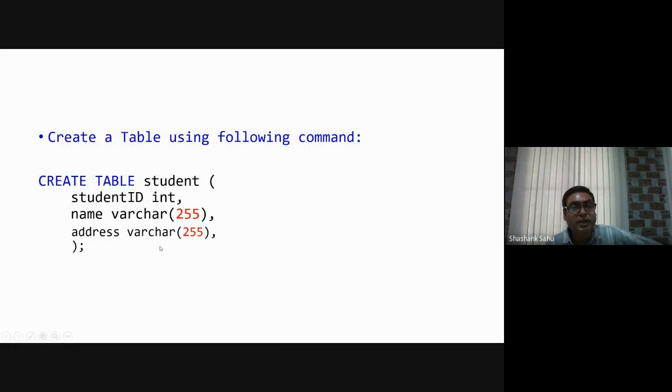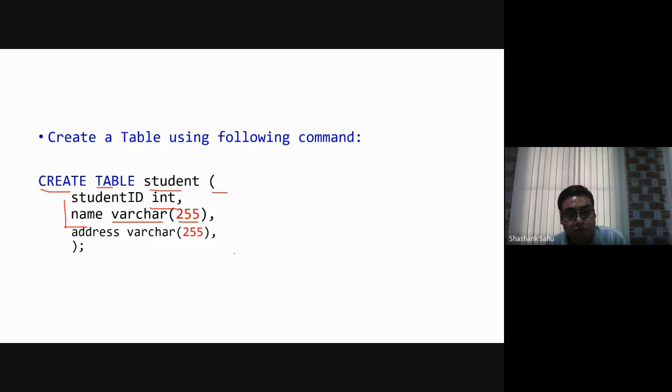Now to create a table, we need to write the statement create table student, then apply the parenthesis, then give the name of the field. Here the name of the field is student ID, of integer type. Integer is the type of the data. So for student ID we will use int, and in case of name, we will use character data, and the size of the data is 255. So here we have created three fields: student ID, name, and address.